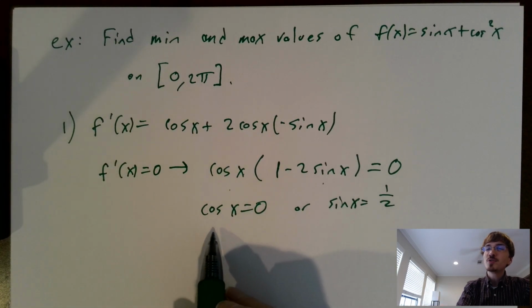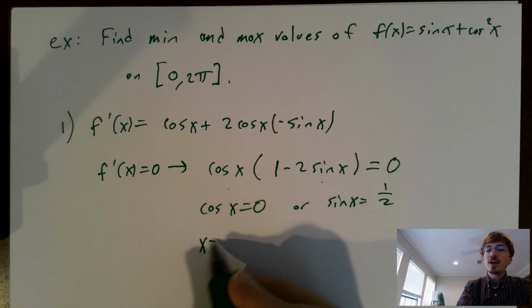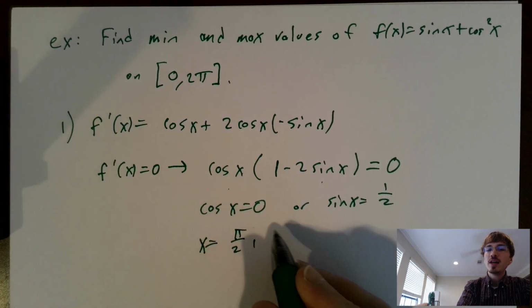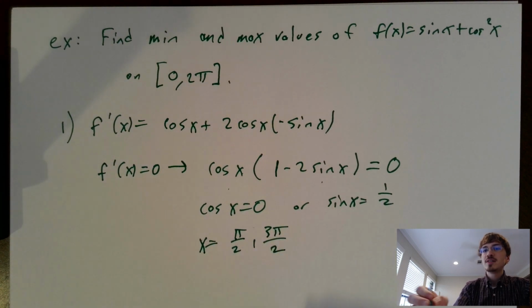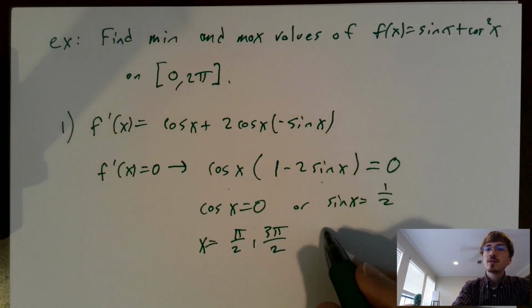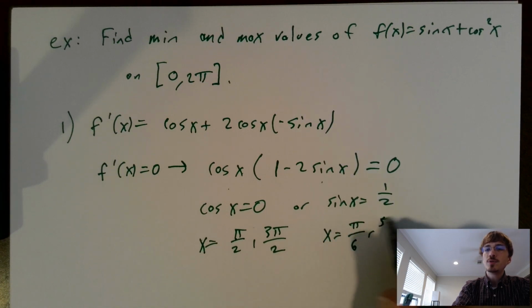All right, so where does cosine of x equal 0 in 0 to 2 pi? I know one of the values is at pi over 2, and another value is at 3 pi over 2. Sine of x is 1/2 whenever x is equal to pi over 6, or x is equal to 5 pi over 6.